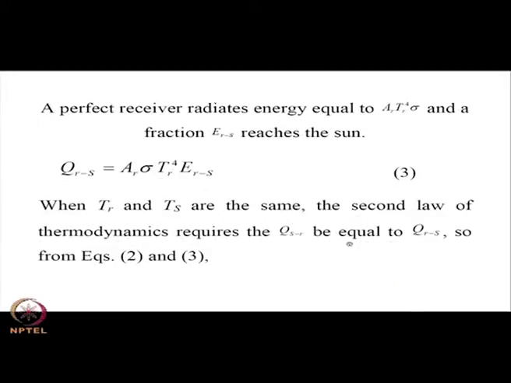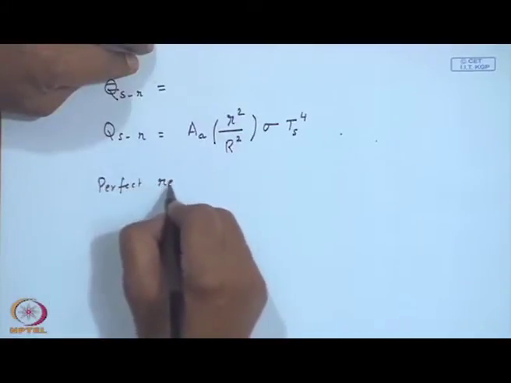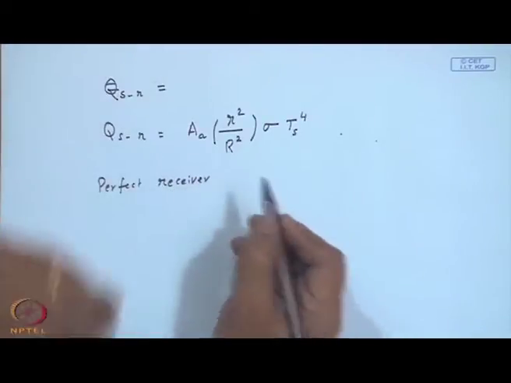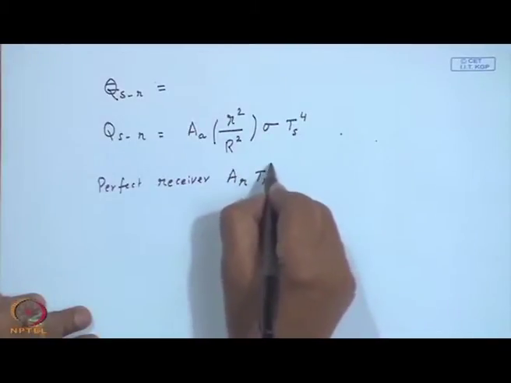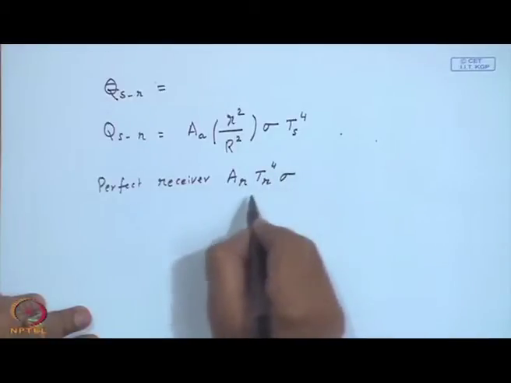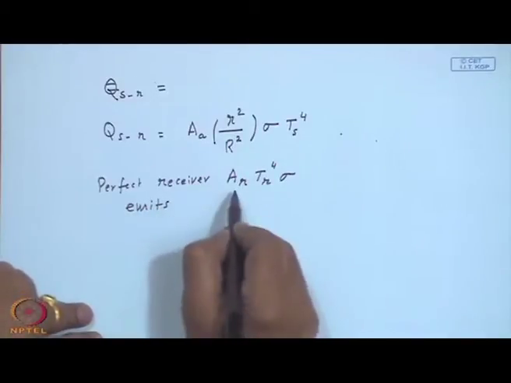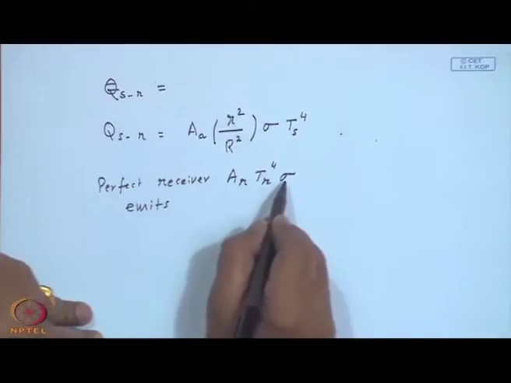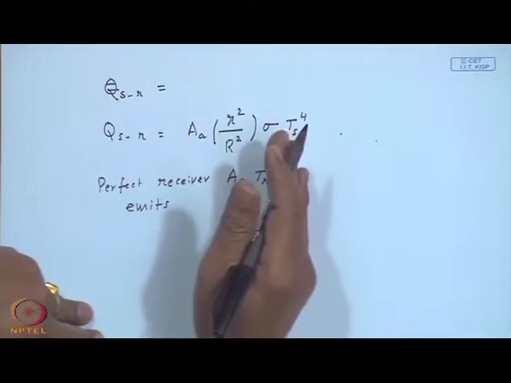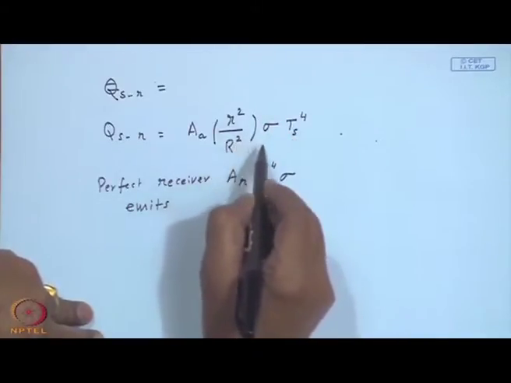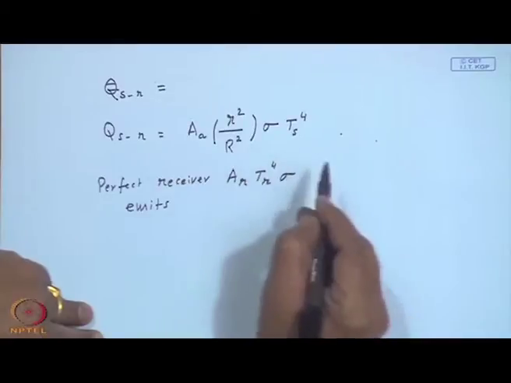A perfect receiver emits area A r into T r to the power 4 times the Stefan-Boltzmann constant sigma. Here you may be wondering, we are not really worried about the reflectivity etc. This is the radiation intercepted by the aperture, the same thing will reach at the maximum to the receiver.